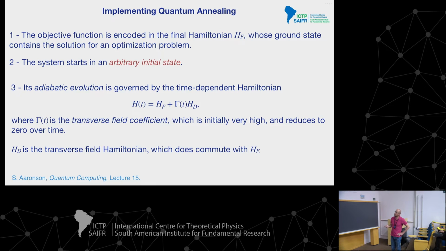This coefficient gamma of t is the transverse field coefficient. It's important. At the beginning, it's very high, and at the end of the computation, it's 0, right? And we will stay with this Hamiltonian H_f, which will solve our problem.